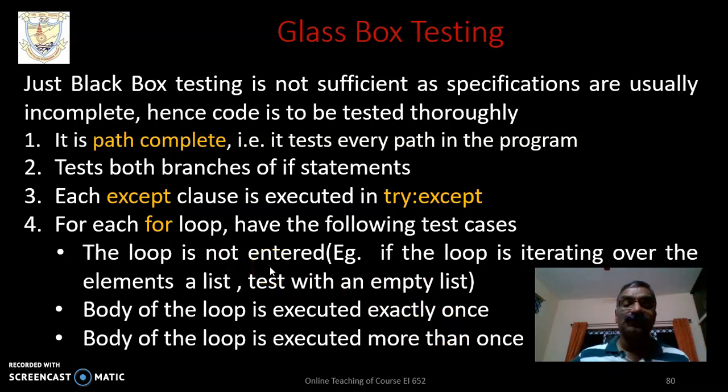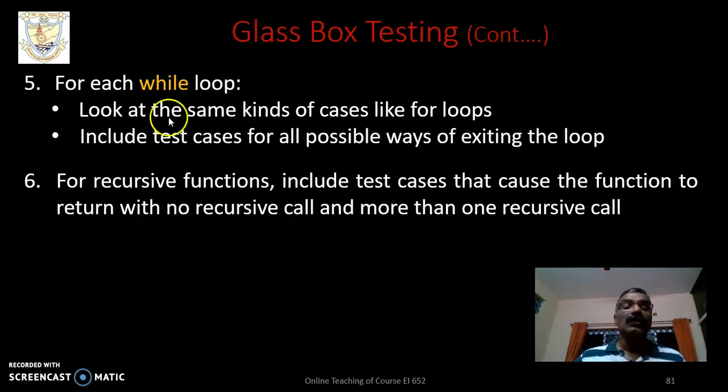Next one, for each while loop, we have seen earlier what are the possibilities for if else, try except, for loop, and now for a while loop. Look at the same kinds of cases like for loop. Which are the cases? While loop not entered even once, while loop entered exactly once, while loop entered more than once. These are the three cases that we have tried even in for loop.